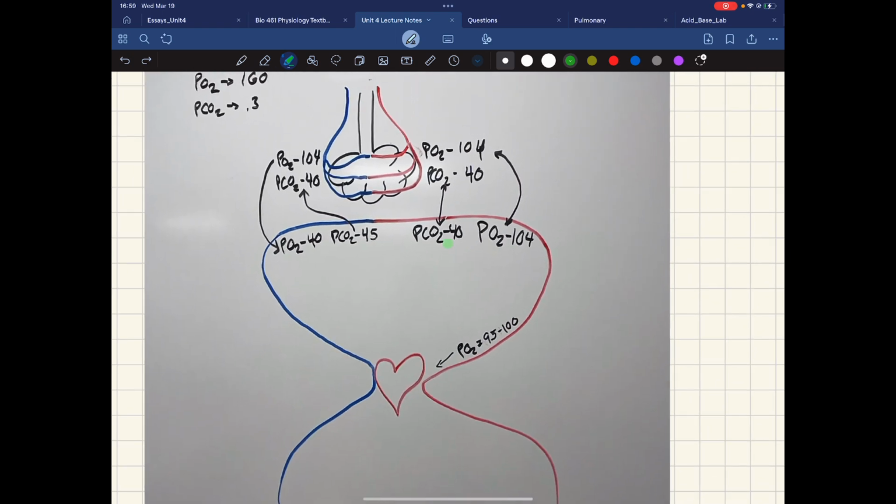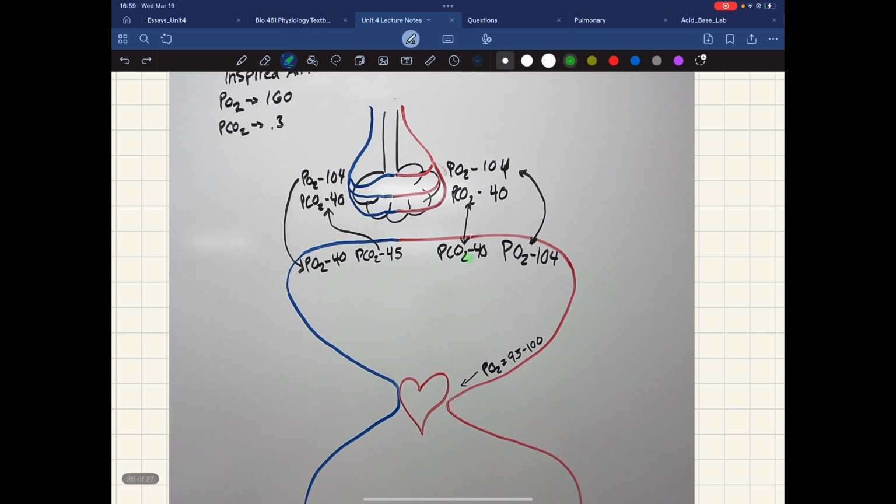Once this exchange happens, we have these gradients to where it equalizes, I guess, at 40. I think I got this from the book. So we have 40 in the alveoli and 40 in the blood, because the CO2 went from the blood to the alveoli and equalized, and oxygen went from the alveoli to the blood and equalized at 104. Then it's going to move down, but pretty soon it's going to drop to 95 to 100, because there's a mixture of deoxygenated blood still that's going to carry its way through, so it's going to decrease that concentration a little bit.